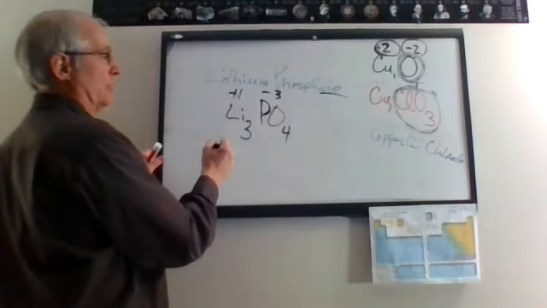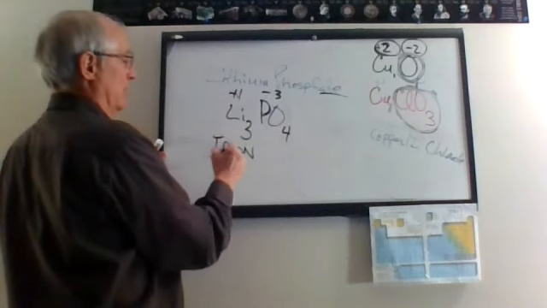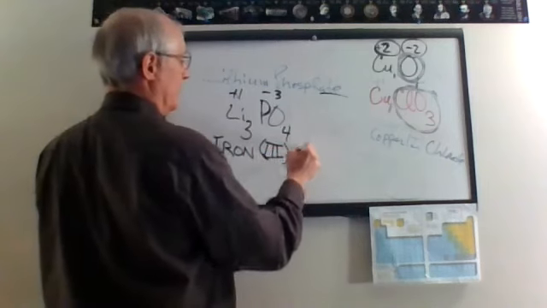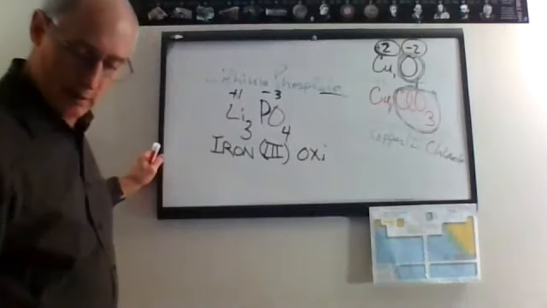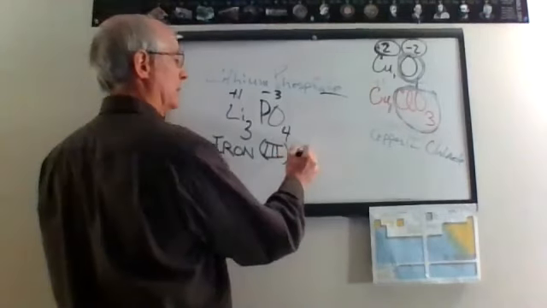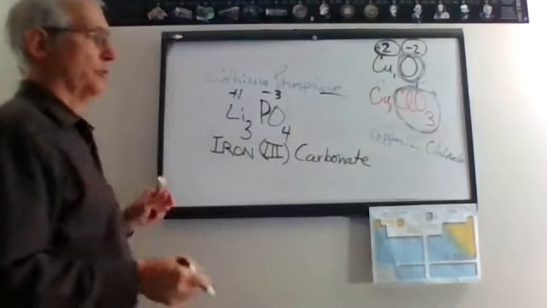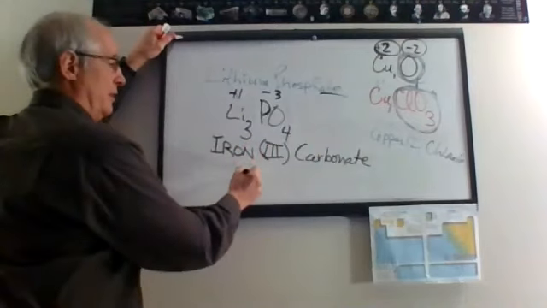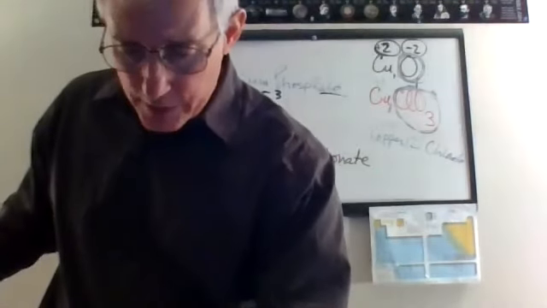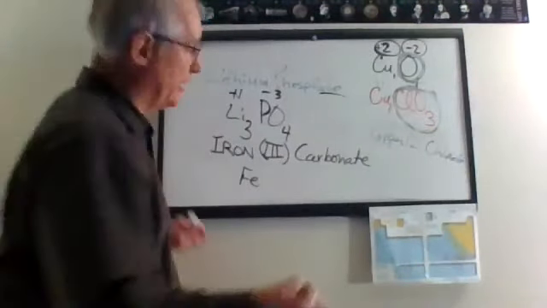Well, let's try something else. Let's give you a double whammy. Let's make it iron, Roman numeral 3, oxide. No, not oxide. I want it to be carbonate. Iron, Roman numeral 3, carbonate. Well, iron is Fe. Carbonate, ATE ending, polyatomic ion, go to the table. Is it PO4? No, carbonate, CO3.